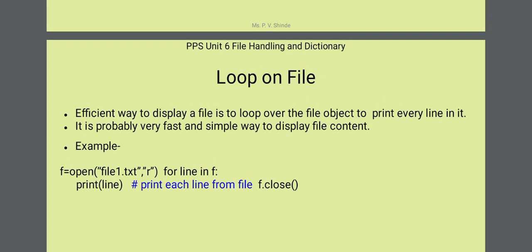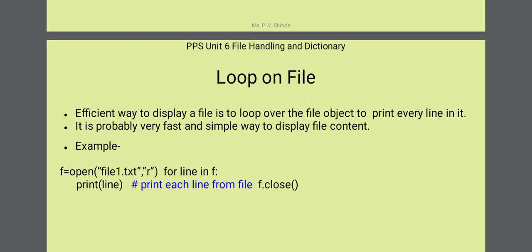Next one, loop on a file. Suppose we want to display multiple lines from a file. Instead of using a single function, we will use a loop. This is an efficient way to display a file, as the file object will be continuously iterated throughout the file, line by line. It is a very fast and simple way to display the whole file content.